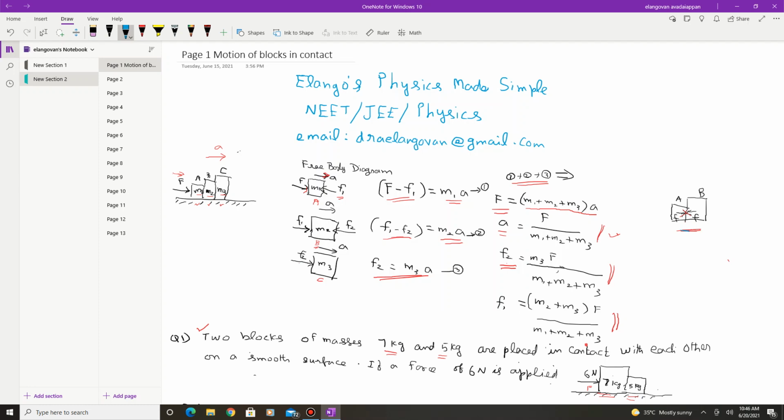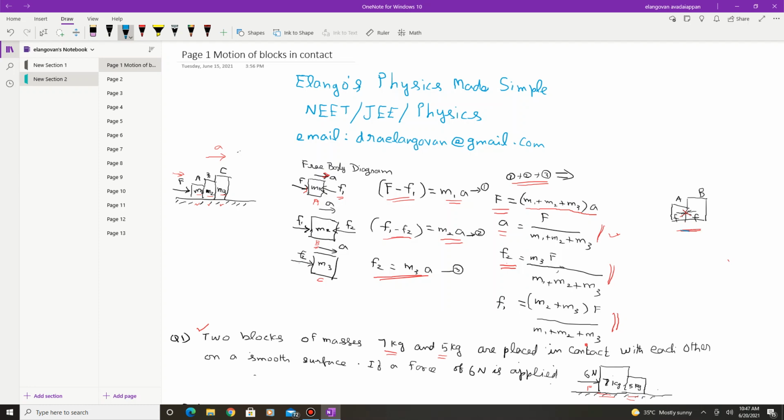In this lecture, we are going to discuss the motion of blocks in contact. Now, we consider there are three blocks A, B, C. They are in contact with each other, and the three blocks are kept on a smooth frictionless surface. A force F is acting from left to right. Therefore, all three blocks are moving towards the right with an acceleration A.